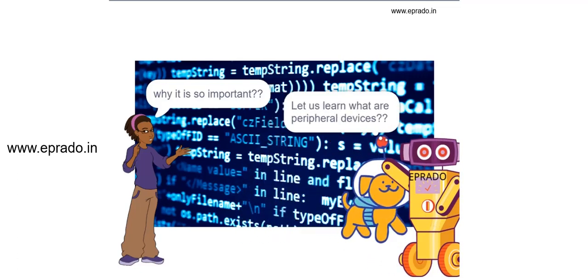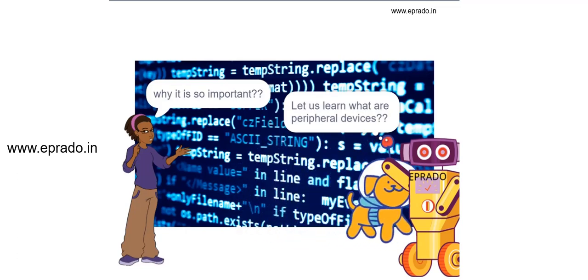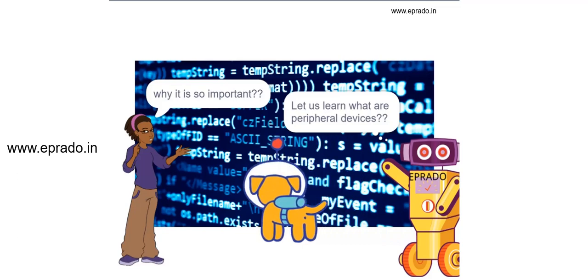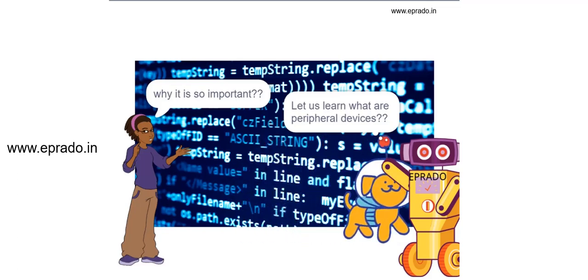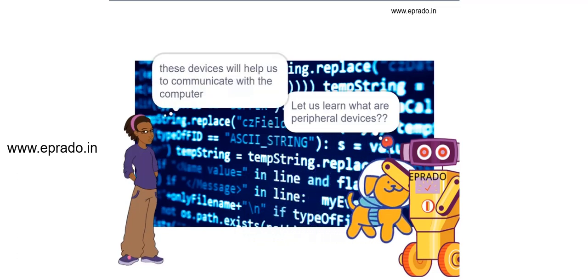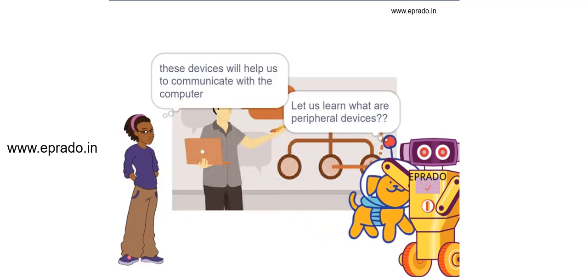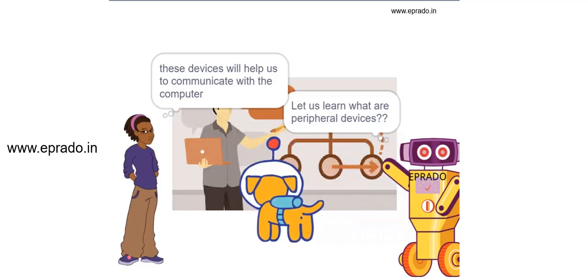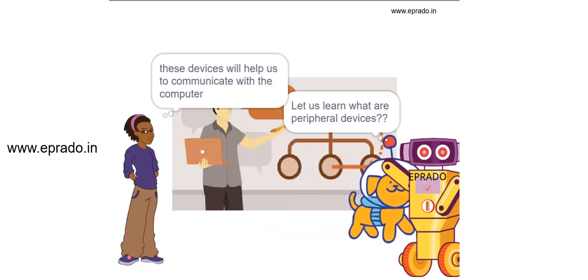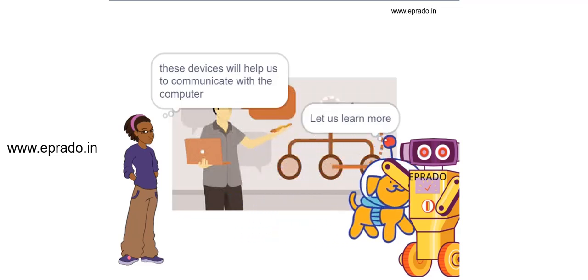Now, let us learn. What are peripheral devices? The word peripheral means relating to. These devices will help us to communicate with computers. Let us learn more about the peripheral devices.